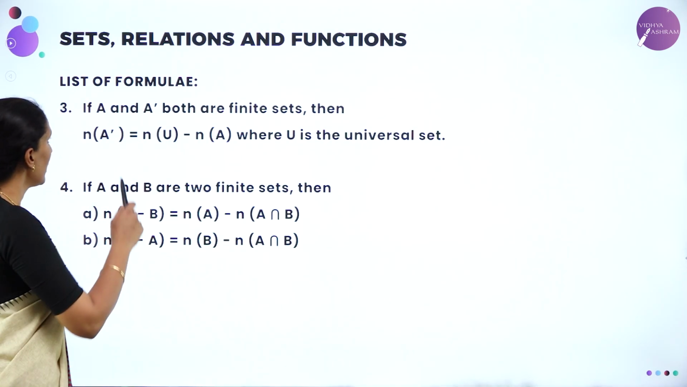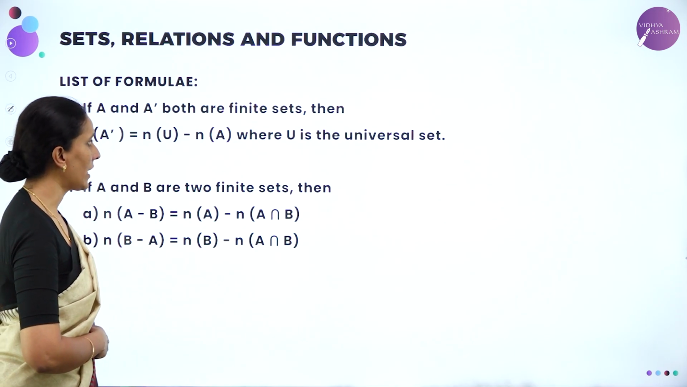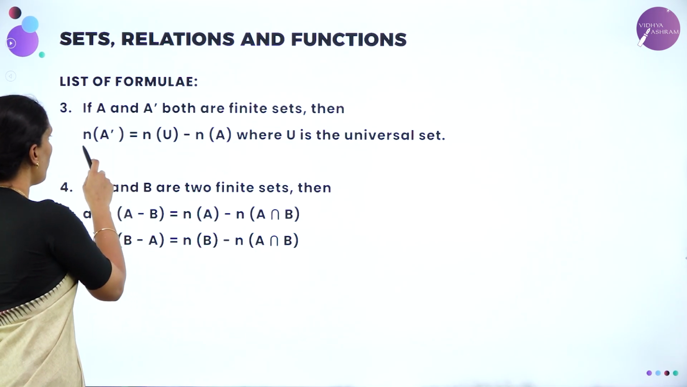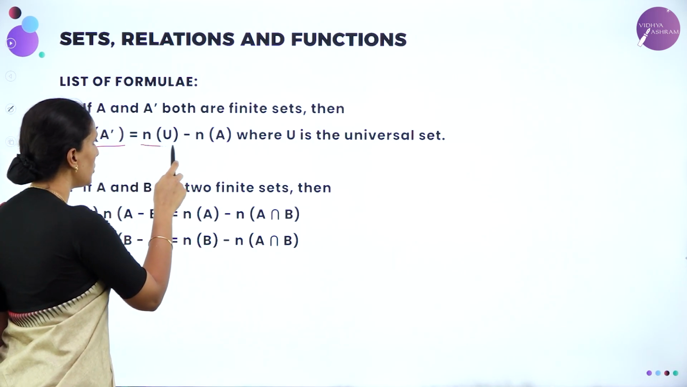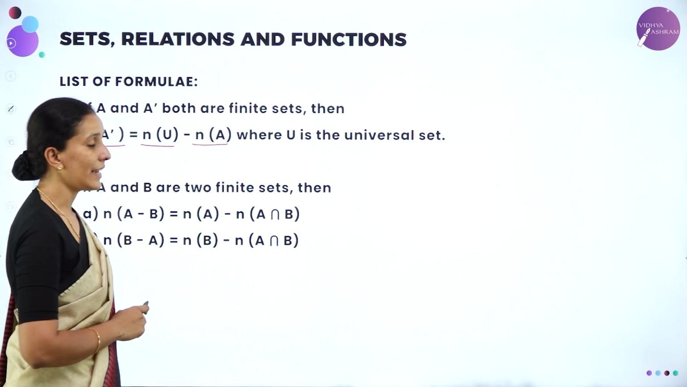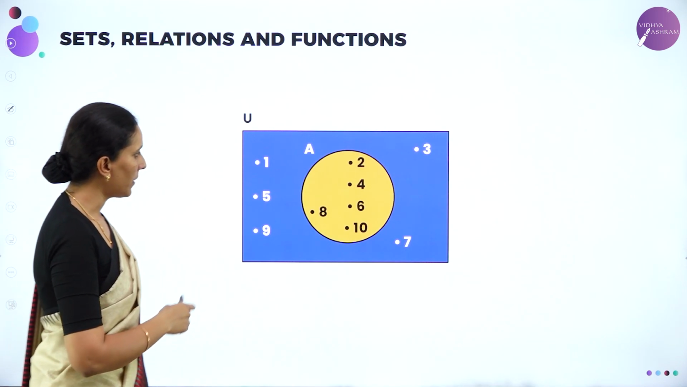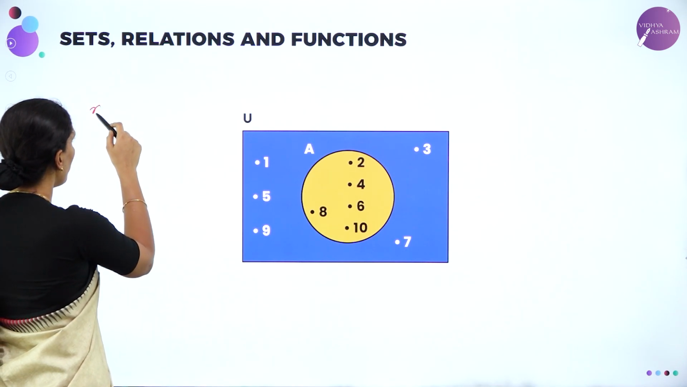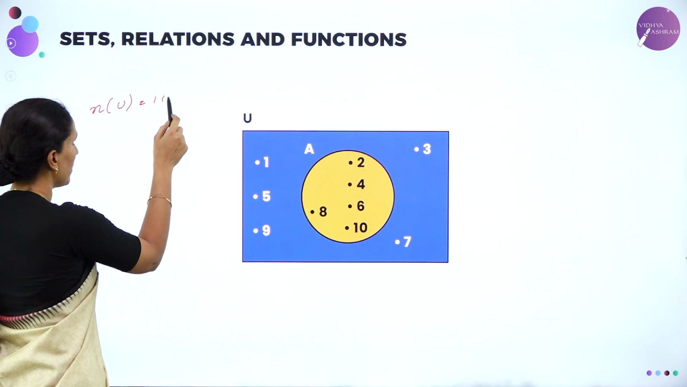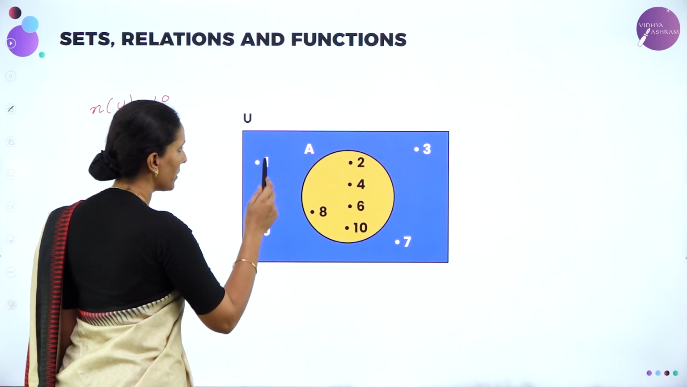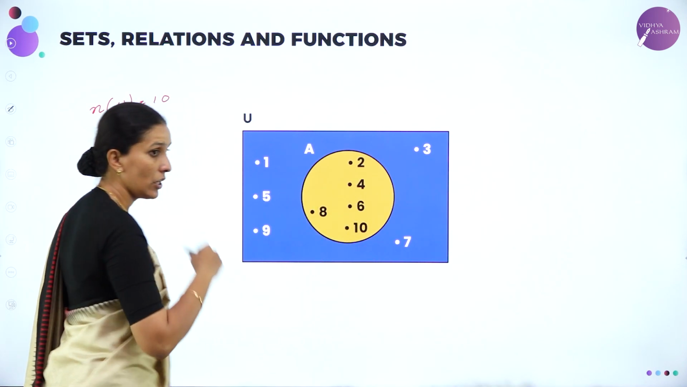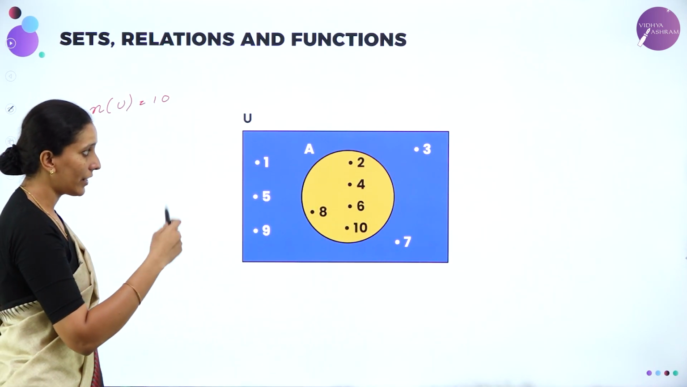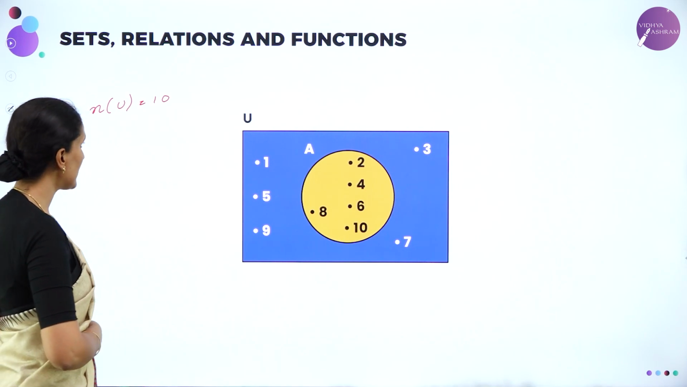Next we have, if A and A dash both are finite sets, then the number of elements in A dash is always equal to the number of elements in U minus the number of elements in A. Now take this as an example here. So we have the number of elements in U equal to 10, because U contains all the elements 1, 2, 3, 4, 5, 6, 7, 8, 9, 10. So the entire rectangle represents the set U.